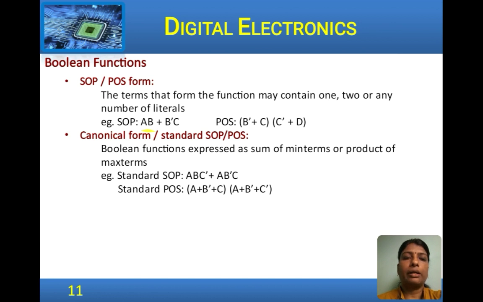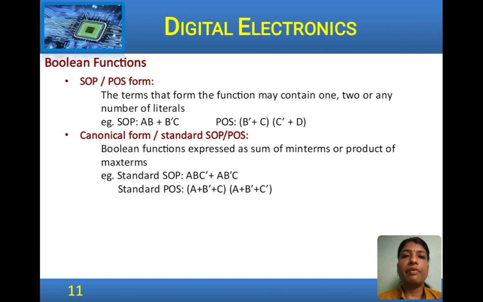Note AB, this product term, has only 2 of the 3 variables. It has only A and B, and the next term has only B and C, doesn't have A. So sum of product term is a function which could contain 1, 2 or any number of literals, and it is a sum of the products. Similarly, product of sums is the product of sums.